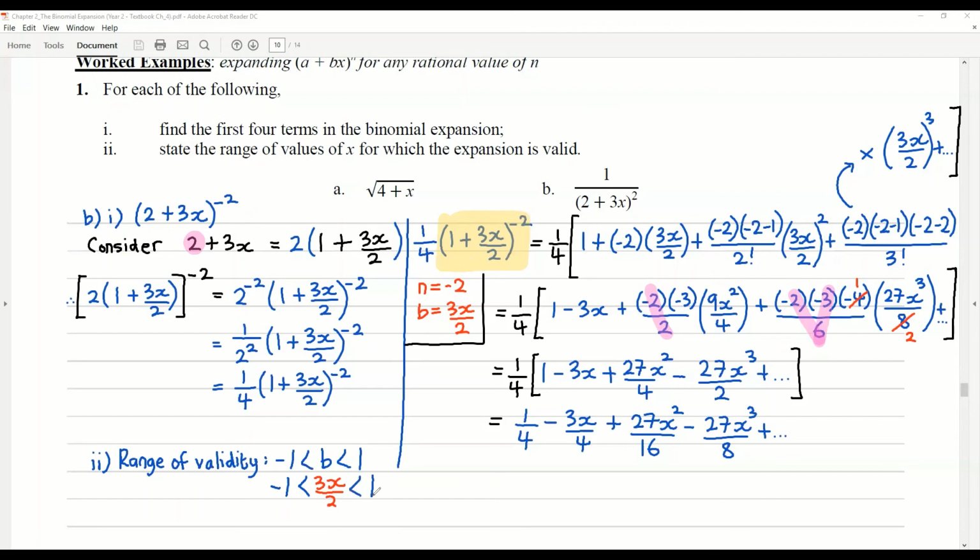Multiply by 2, divide by 3. So it's going to be between -2/3 and 2/3. And question 1 is finished.